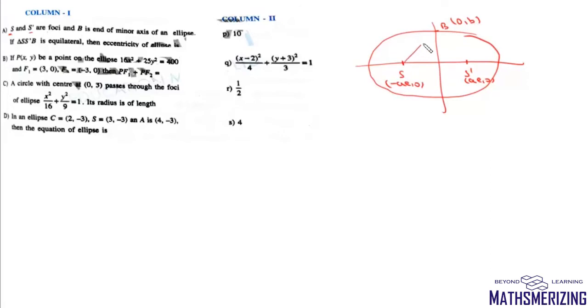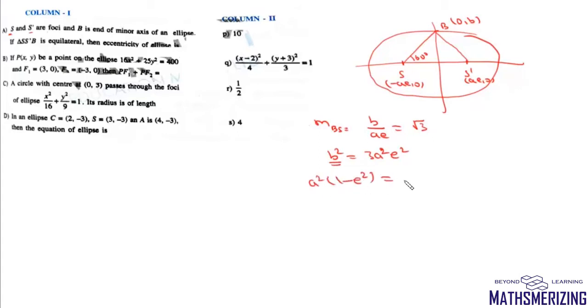Now it says this triangle is an equilateral triangle. We need to find the eccentricity of this ellipse. So if this triangle is equilateral, we know that this angle is 60 degrees. So we'll find the slope of this line. The slope of BS will simply be b upon AE, and b upon AE in this case will be simply tan 60, which is root 3. Now we can write b square equals 3 a square e square. We also know that b square is a square into 1 minus e square.